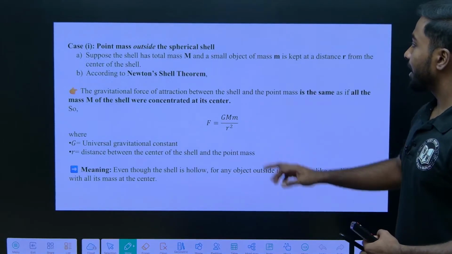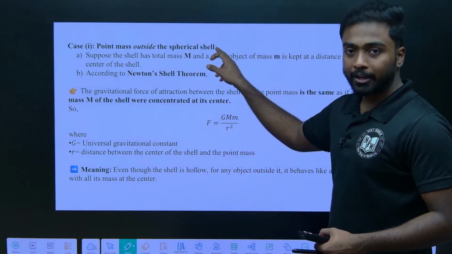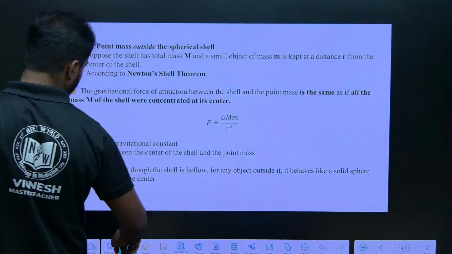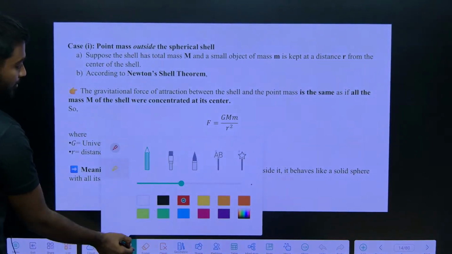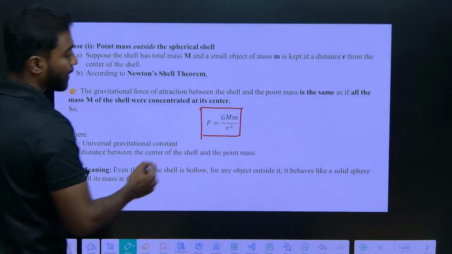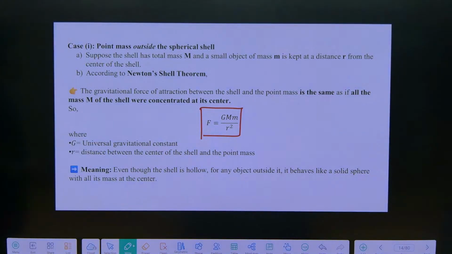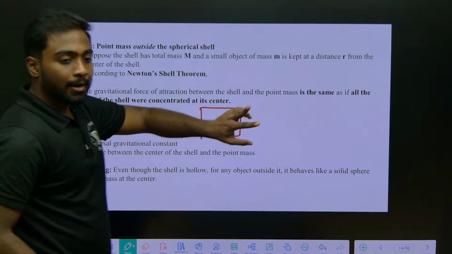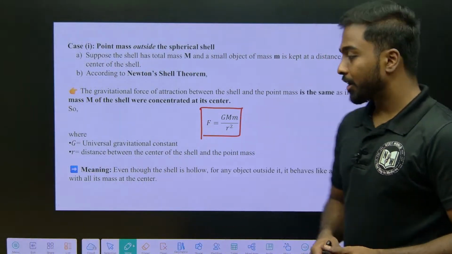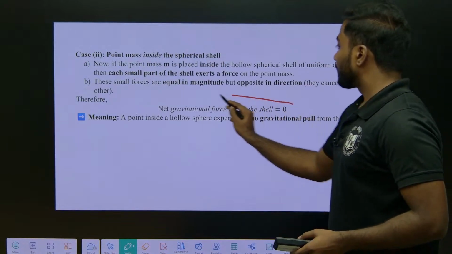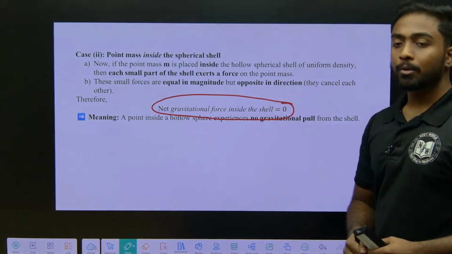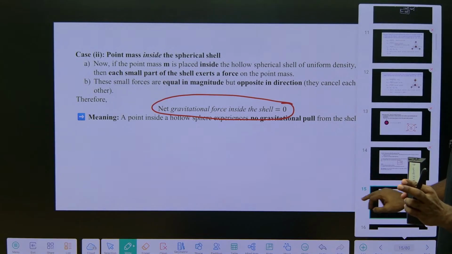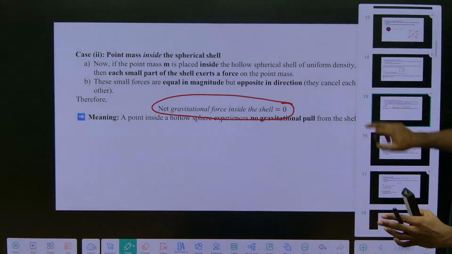So the first case, point mass outside the spherical shell. Let us see only the formulas here. The formula is F equals G M m by r square. When I talk about a point mass inside the spherical shell, F net will be 0. Okay, F net will be 0. So these are the two things which we need to note down in the spherical shell.